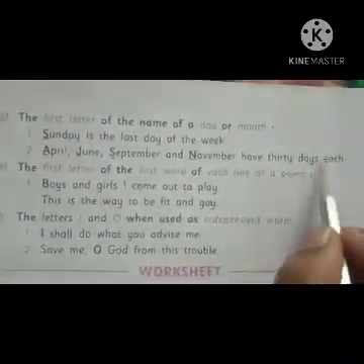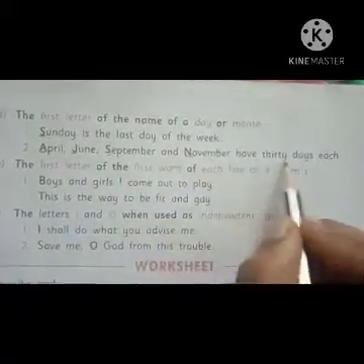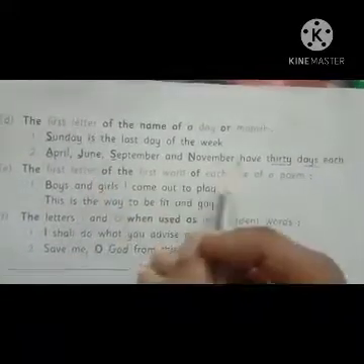Have 30 days each. April, June, September and November have 30 days. Remaining has 31 days.